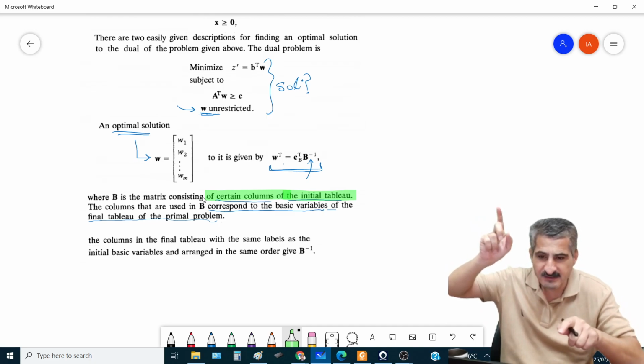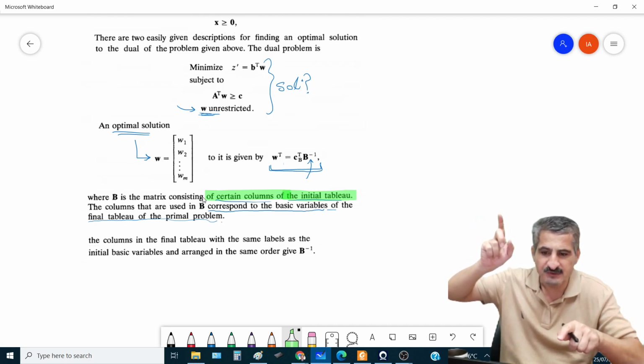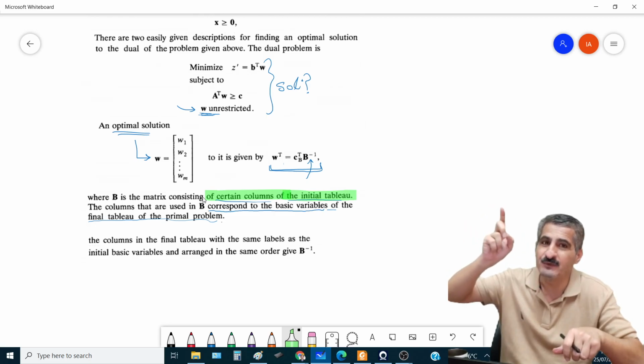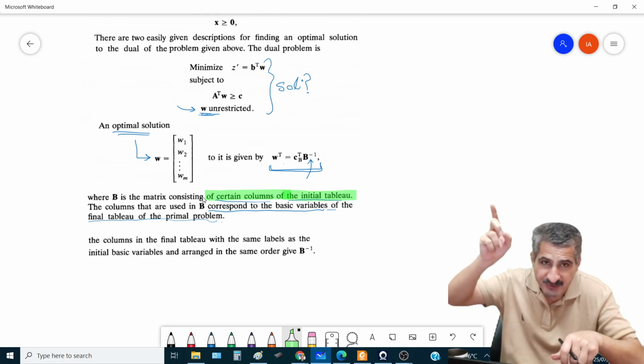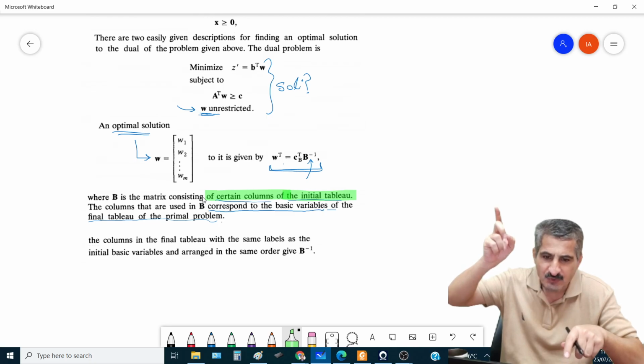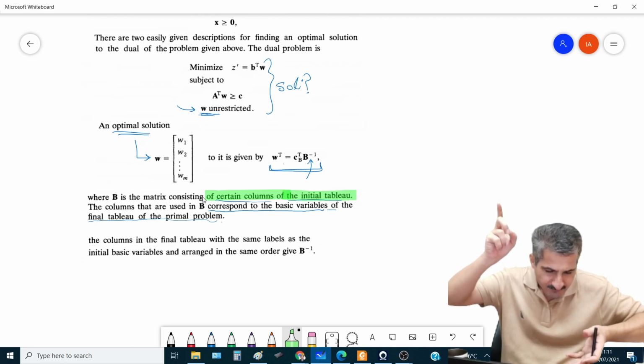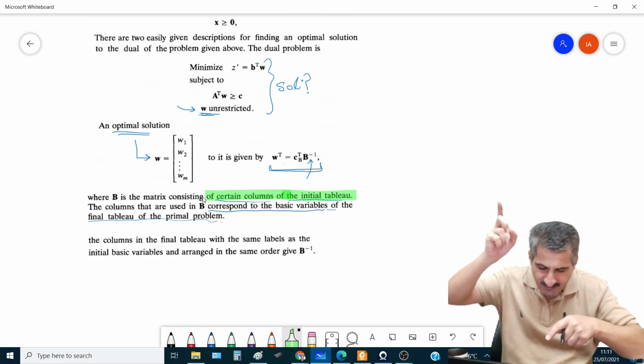And then it says the columns that are used in B correspond to what? Now again, the columns of B are from the initial table, but the question is, which columns do I take from the initial table? Now the second sentence says they correspond to the basic variables of the final table. Now we go and look at the final table. We will find the basic variables.